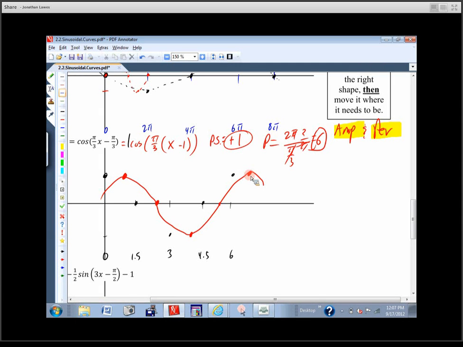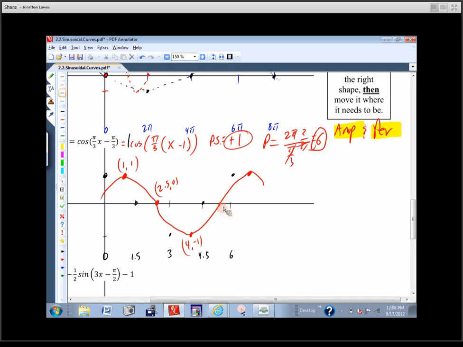Any questions? Where is this one? Very good. It's at 2.5, 0. Because it was at 1.5, 0. The only thing we had here was a phase shift of +1, so we move it to the right one, and there we go, 2.5, 0. This one would be at 1, 1. This one would be at 4, -1.